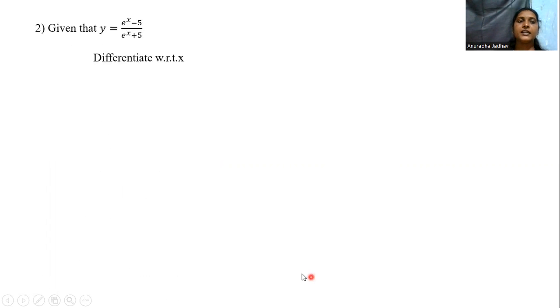Okay, let's see the second one. Given that y is equal to (e raised to x minus 5) upon (e raised to x plus 5), differentiate that equation with respect to x. Therefore, the left hand side is dy upon dx, equal to the derivative of the given function. It is given as the division of two functions. The numerator is e raised to x minus 5 and the denominator is e raised to x plus 5.